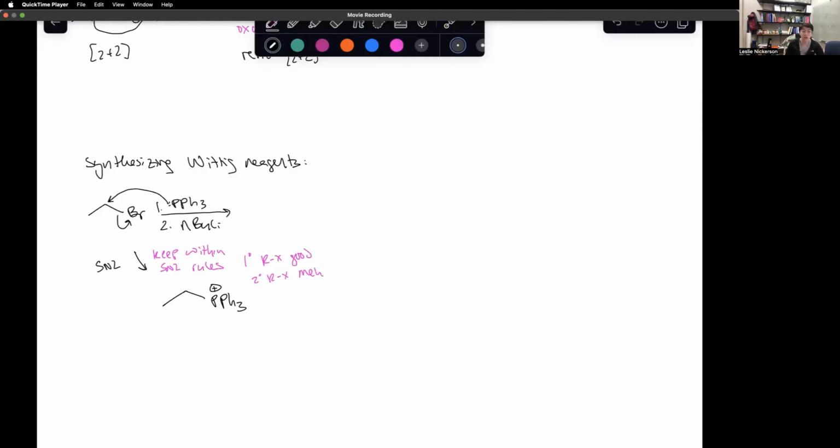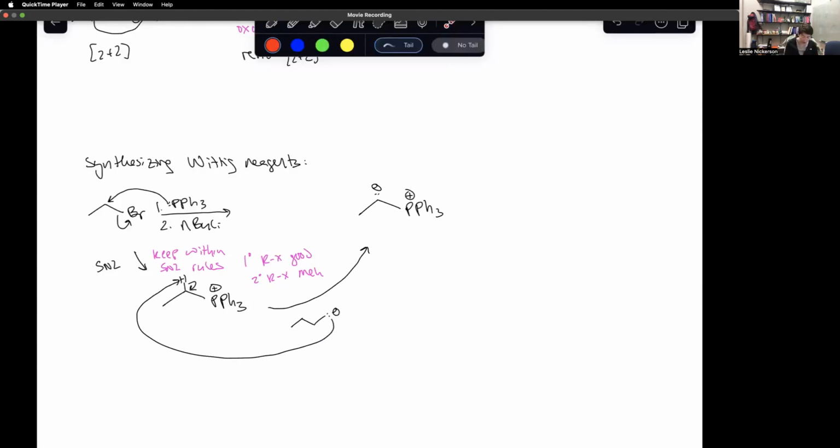Okay, so once we get to this intermediate, all we need is our final deprotonation step. And that's going to deprotonate this carbon that is now more acidic. So in this, I have N-butyl as an example here, and that has given me my final ylid reagent.